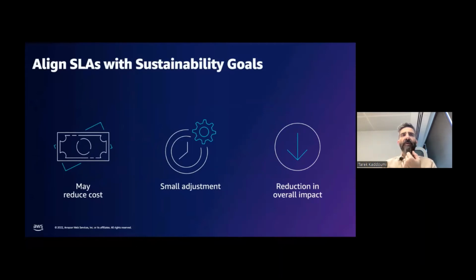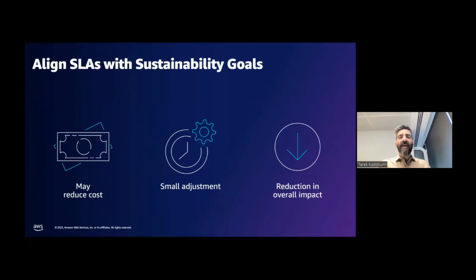For example, you need to identify what we call the SLA for sustainability goals. What are your SLAs whenever it comes to negotiating impact-friendly workloads? For example, you need to look into your SLAs with the multiple stakeholders or the multiple teams that you have in your organization or your enterprise.